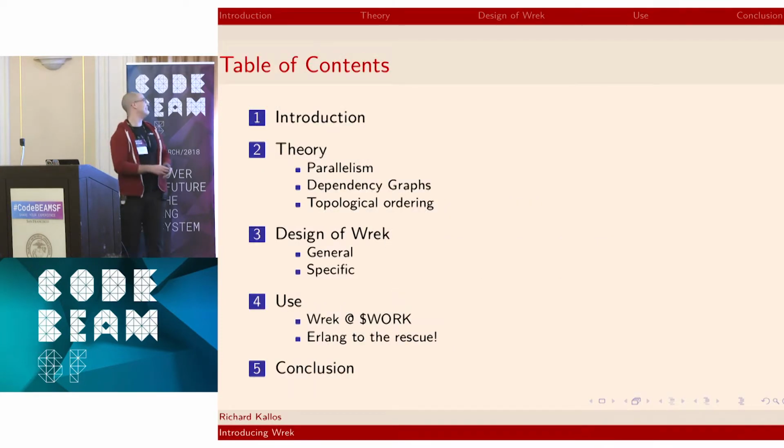All right. So this is the general roadmap. I'm going to talk a little bit about the computer science behind parallelism and introduce dependency graphs as well as topological ordering, or sort of refamiliarize everyone with these, and then go into the design of Wrek, splitting it into the general and the specific portions, and then explain the use case we have for this at work and how Erlang/OTP really saved our bacon.